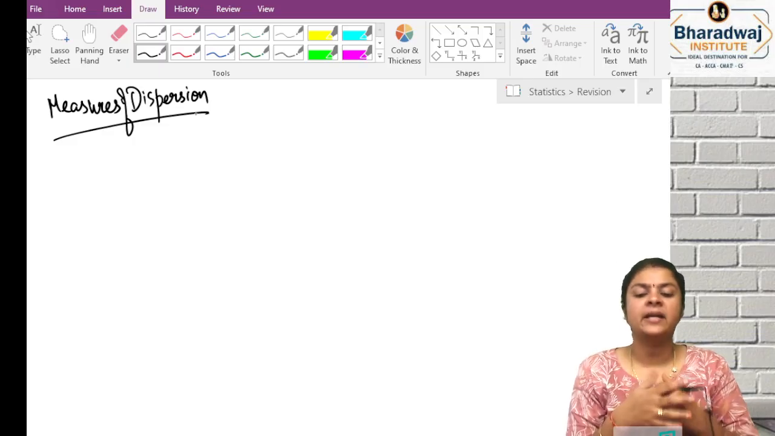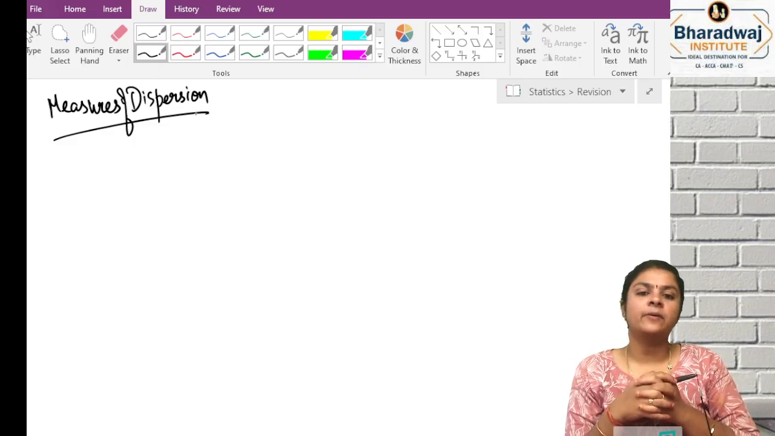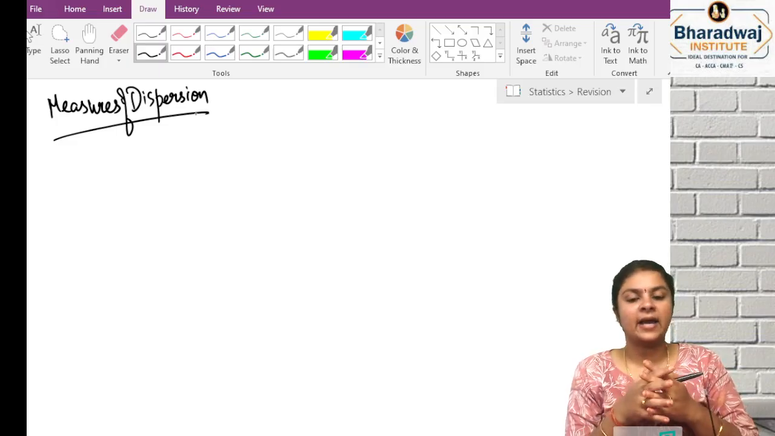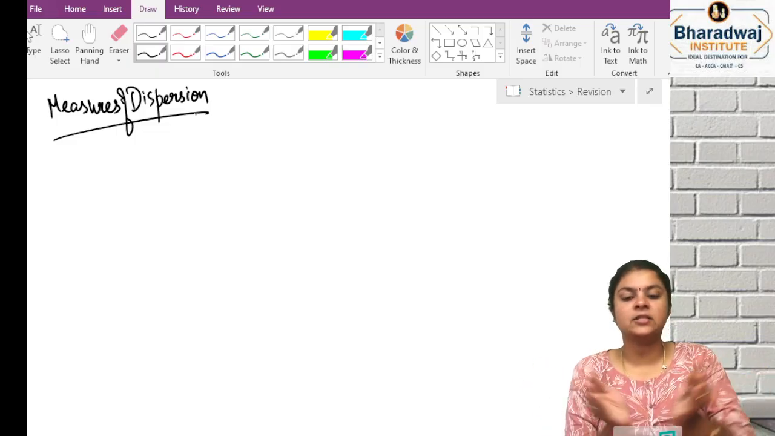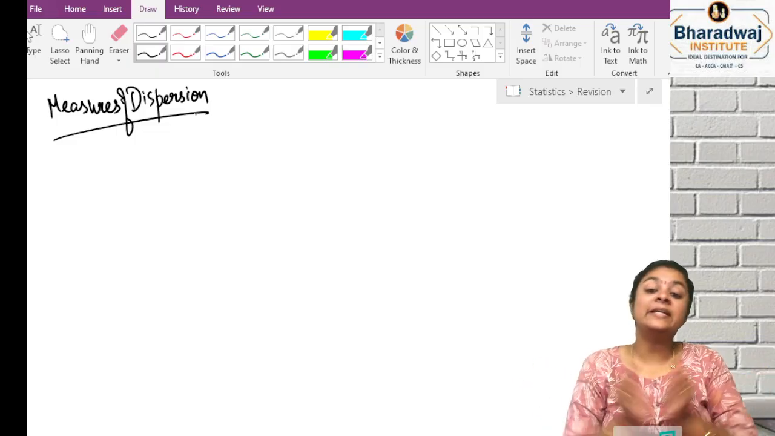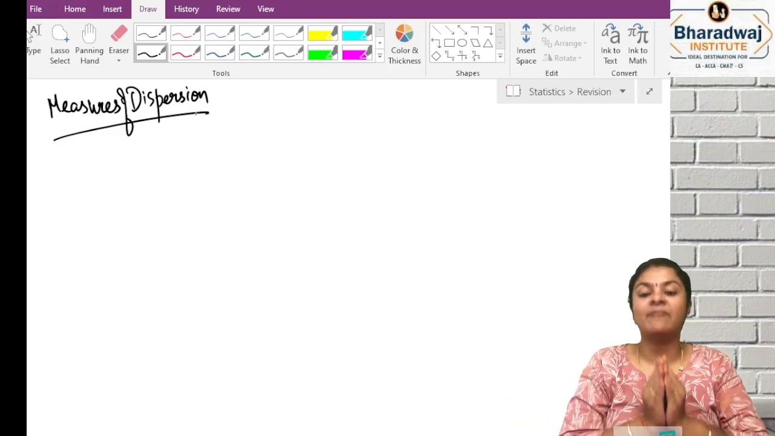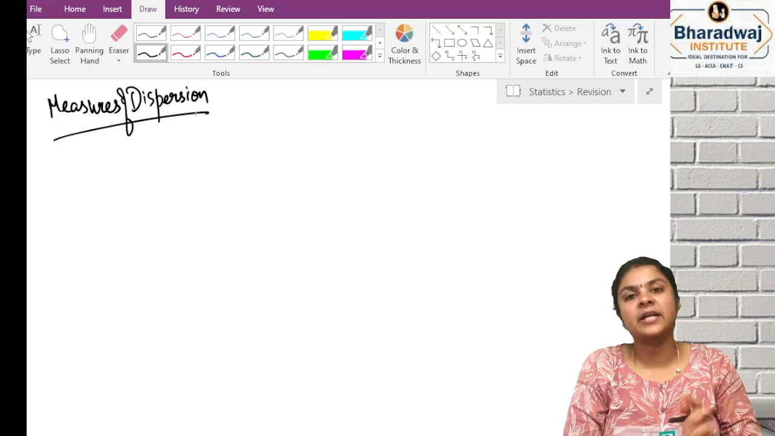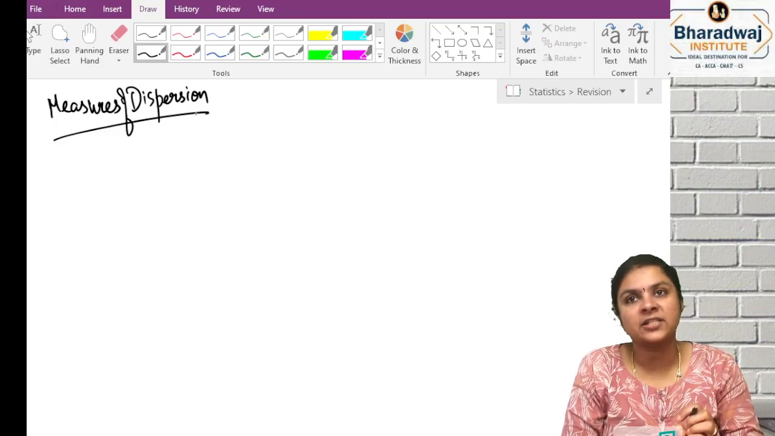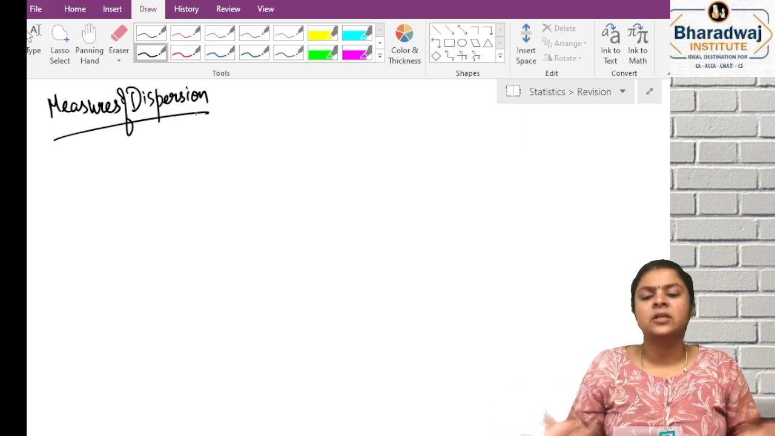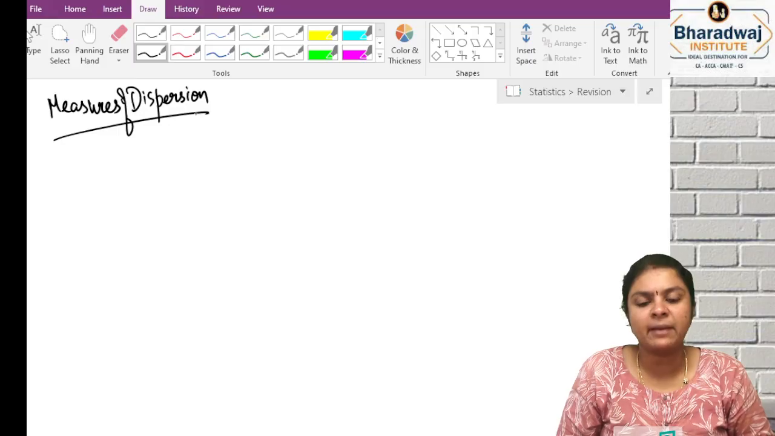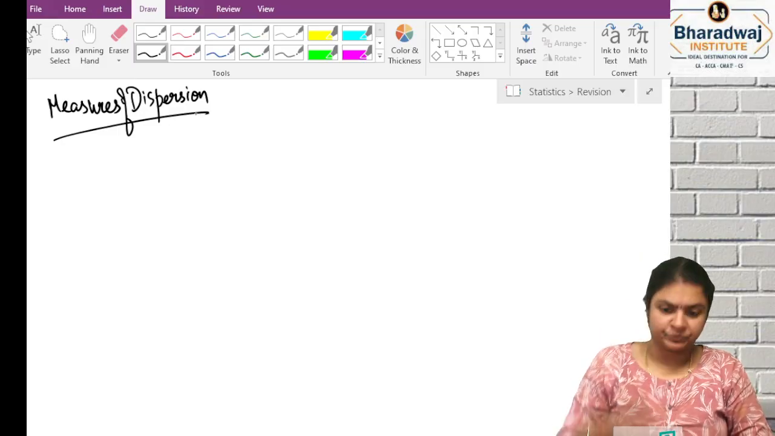What do you mean by spread? In other words, if I have to calculate how far apart the data is, or how closely knit the data is, how much is the deviation from the given values, the extent of deviation or the extent of movement or volatility, whatever terms you use, this is represented by measures of dispersion.